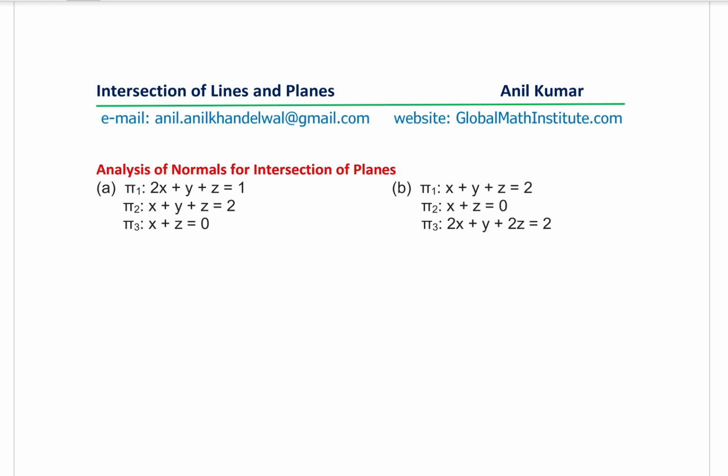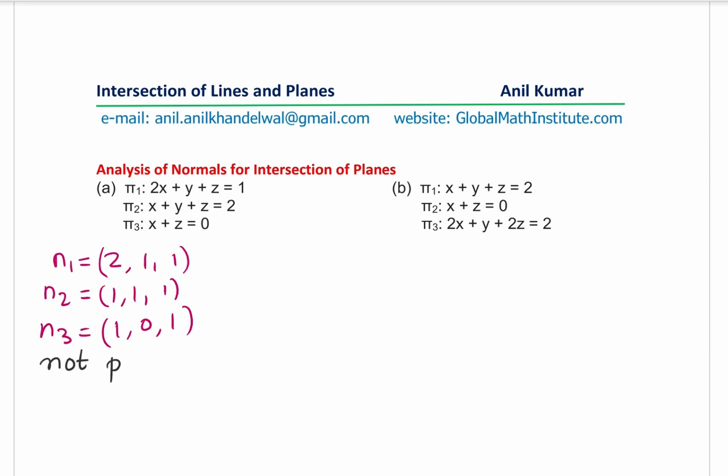So in the very first example, we have three planes. Let's write down the normals first. So normal here is 2, 1, 1, right? That is the first normal. The second one is 1, 1, and 1. And the third one is 1, 0, and 1. So these are the three normals. Clearly, they are not parallel, right? So none of them is parallel.